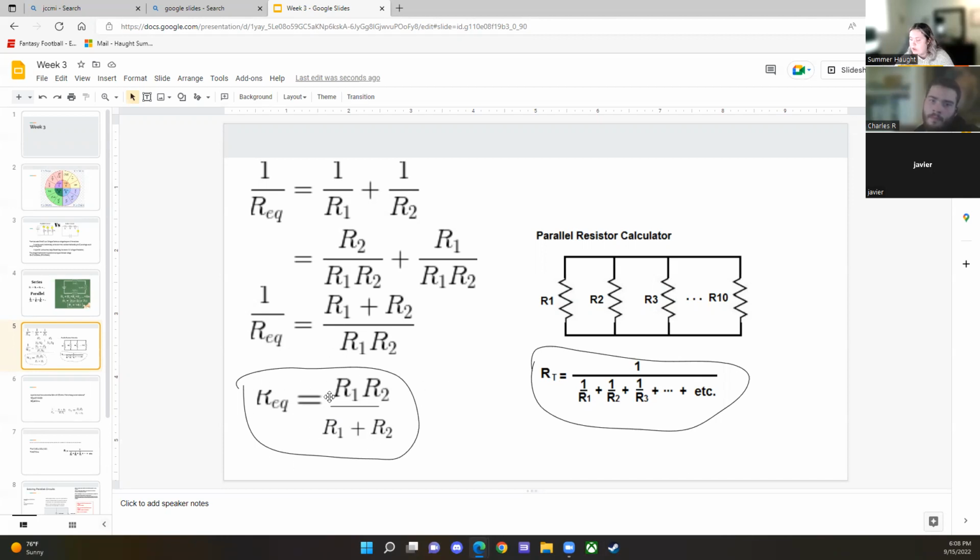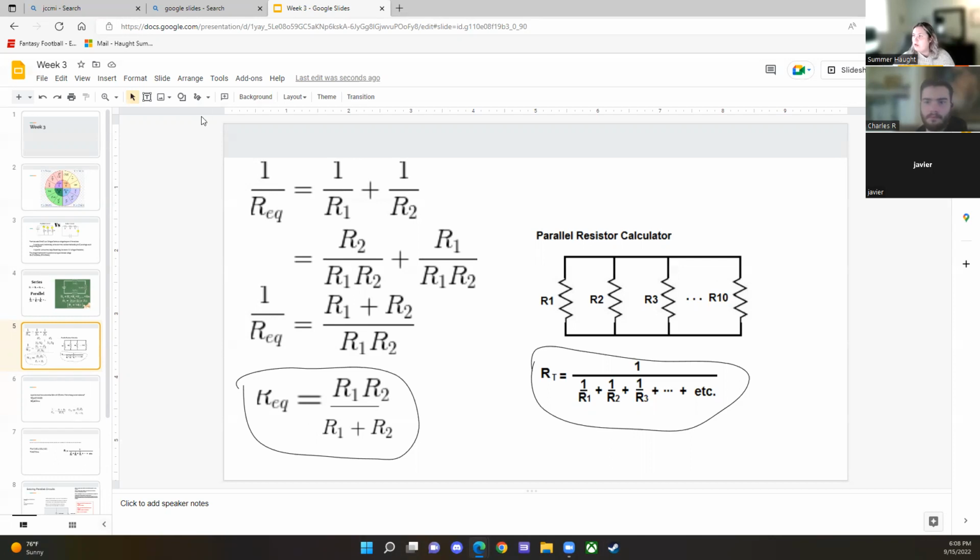I'm going to do the simple equation first. When you have two resistors, you can use this equation, and basically all this says is that you can calculate total resistance in a parallel circuit by multiplying the resistance values and then dividing it by the sum of both of those resistance values.